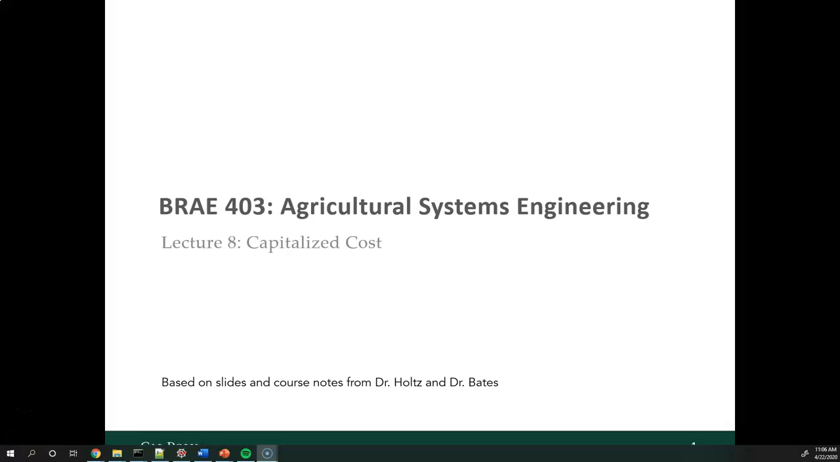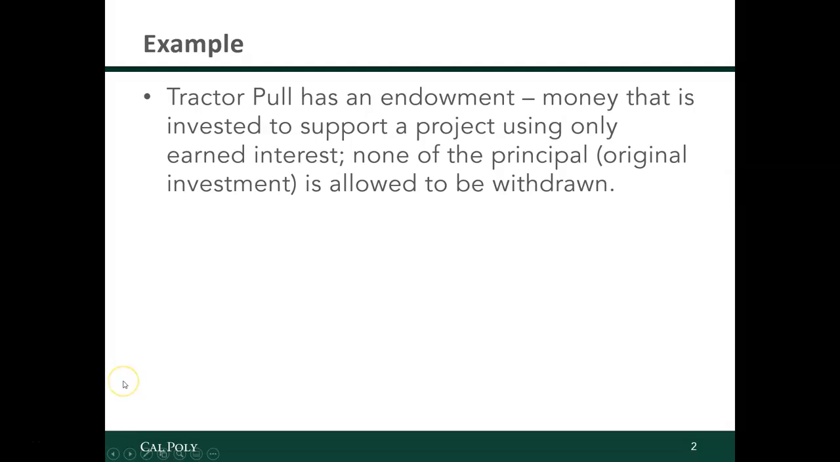Today's preparation is about capitalized cost. Here's an example to get us started. A tractor pull has an endowment. That means money that's invested to support a project using only the interest that's earned on that investment. You're not allowed to spend any of the principal amount or the original investment.